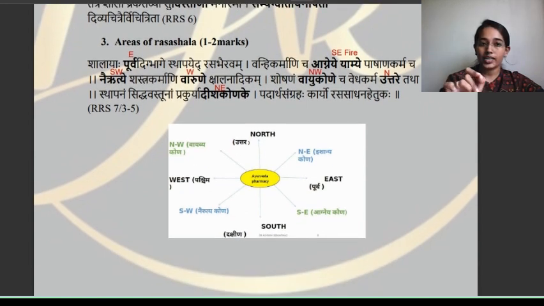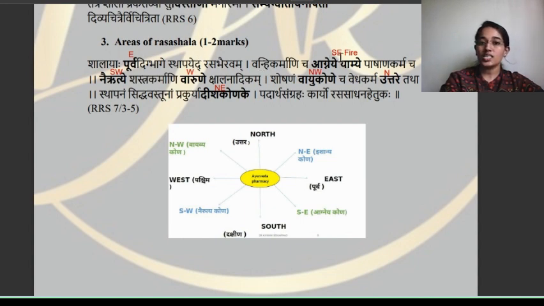So you have to write down the heading and then quote a sloka, then the meaning of it. So how can you write the areas of Rasashala? Acharya has clearly mentioned the minutest details of building a Rasashala, in which he has mentioned the directions and the activities to be done on each direction. So how is it? Shalaya Purva Digbage Stabhayed Rasa Bhairavam Vahni Karmani cha Agneye Yame Pashana Karmacha. That is, on the eastern side of the Rasashala, Rasa Bhairava should be placed.